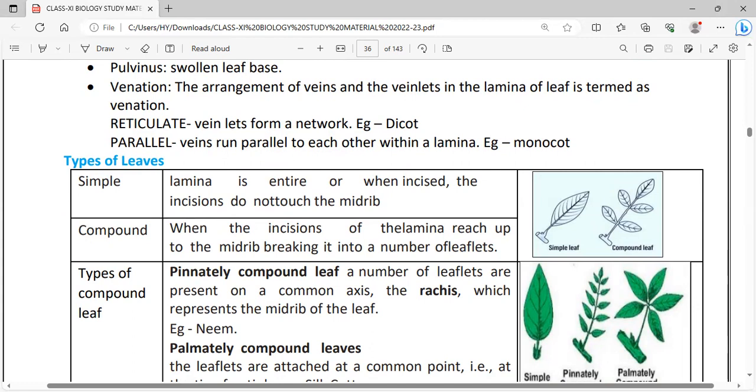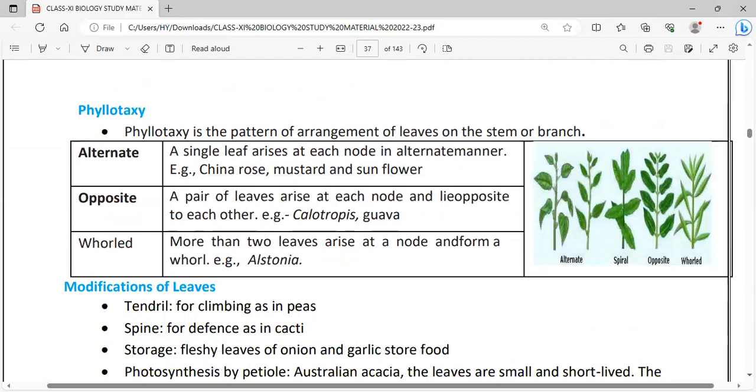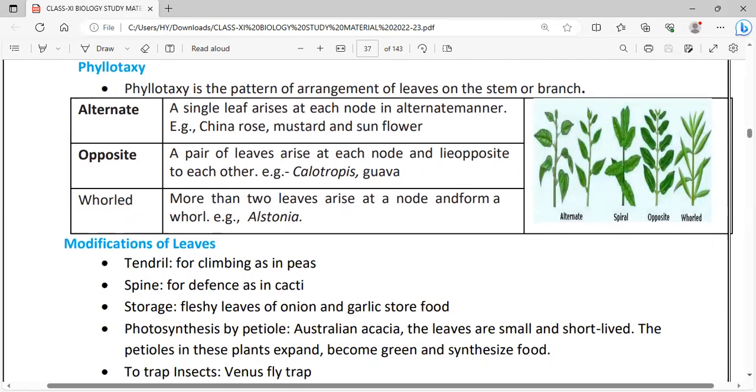And phyllotaxy is the arrangement of the leaves on the stem. So there are different types of phyllotaxy, which are alternate, opposite, and whorled. You are looking at these diagrams. Alternate, that one leaf will arise on one node and on one side, and then on the other side alternatively. So that is called alternate phyllotaxy.